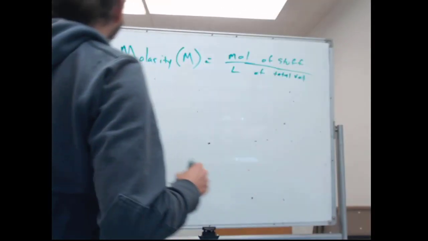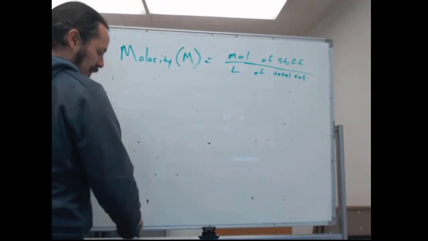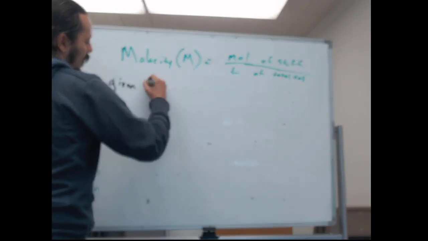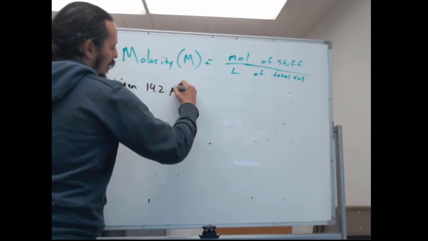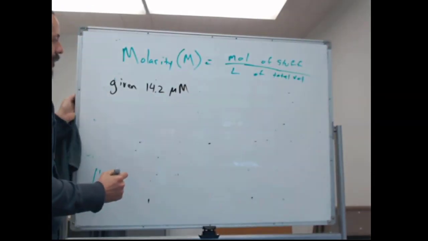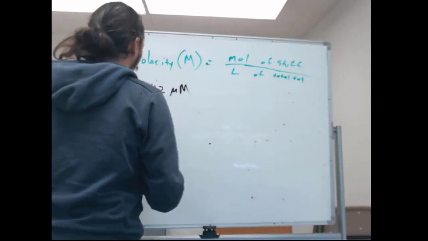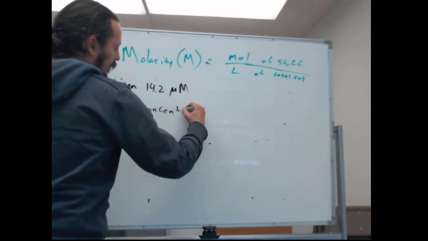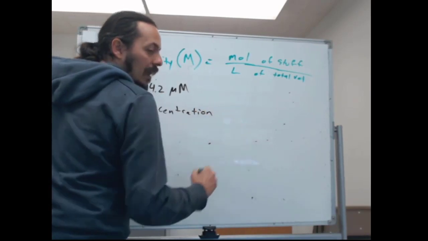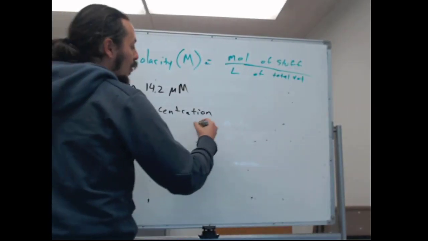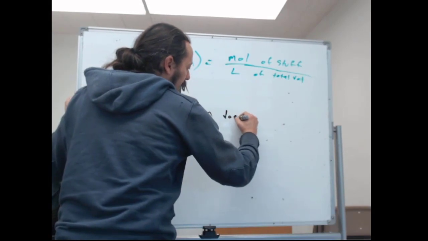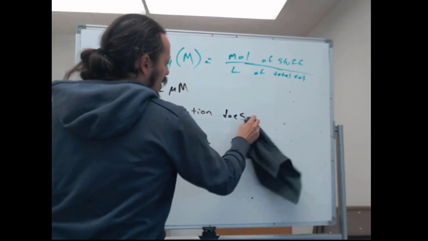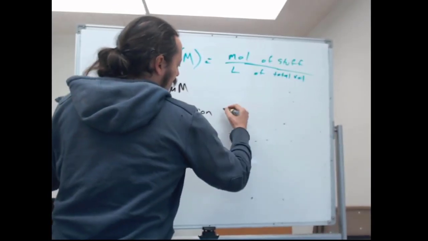I'm going to show how to do one calculation for this, but it is actually much easier if you do this in Excel, where you can have it repeat calculations for you very quickly by just changing one value. So the random values I was given: you're given a 14.2 micromolar yellow dye solution, and you're trying to figure out what the concentration of that solution is if you took 30 mils of it and you added some amount of water to it to get to 50 mils total.